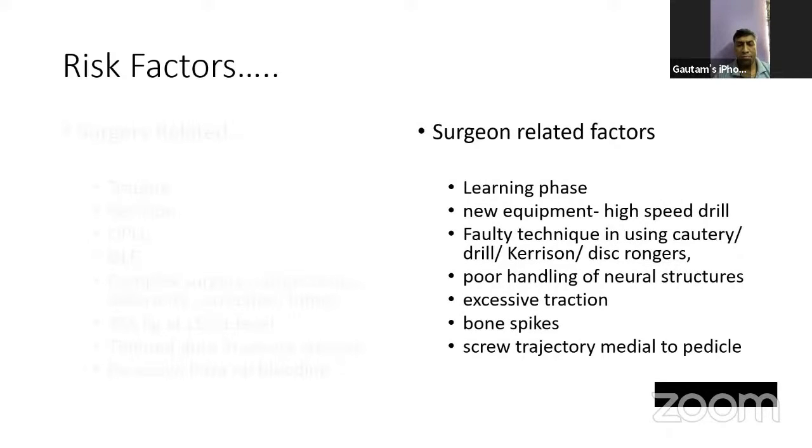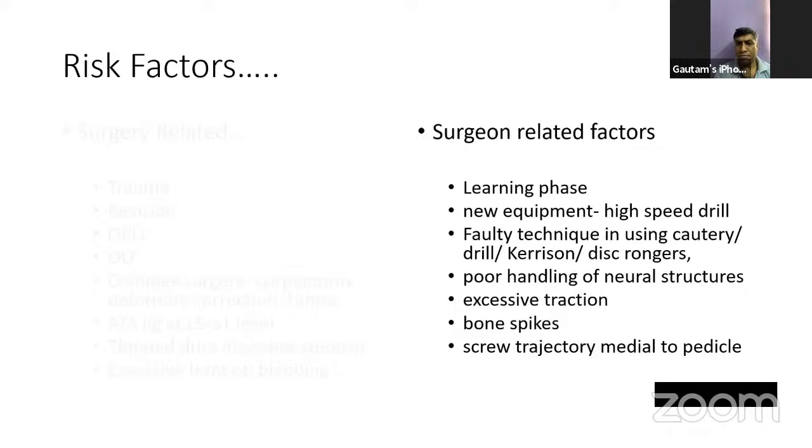Now, various surgeon factors, like the learning phase. During the initial phase, one is more prone to have complications, and that is true even with dural rent and dural injury. While learning newer instruments like high speed drills or burrs, one can in the initial phase cause more dural injury, especially if somebody is not accustomed or not being trained under an experienced surgeon. Faulty techniques of cautery, like if one is not careful enough and puts the cautery in the interlaminar space, one can cause a burn of the dura and cause a rent in the dura.